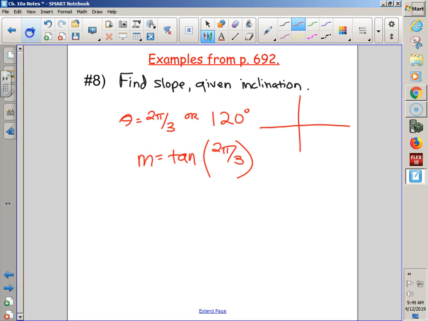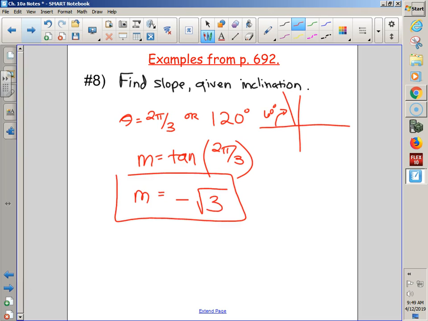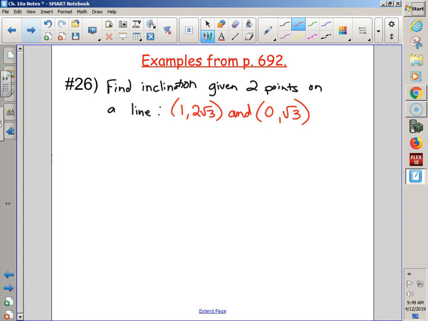Isn't that 60 degrees in the second quadrant? So tangent is going to be a negative number, and 60 degrees is the third one. Square root of 3 over 3, 1, square root of 3. It's the third one. Which makes sense because it's a downhill line that goes through pi over 3. So I need a negative slope. Slopes can be negative, just the inclinations can't.